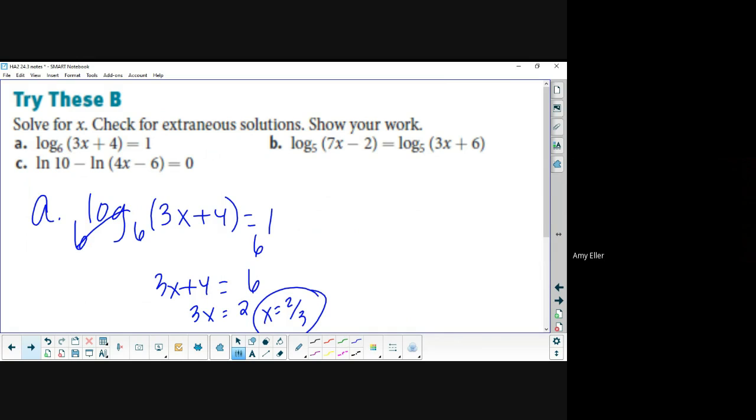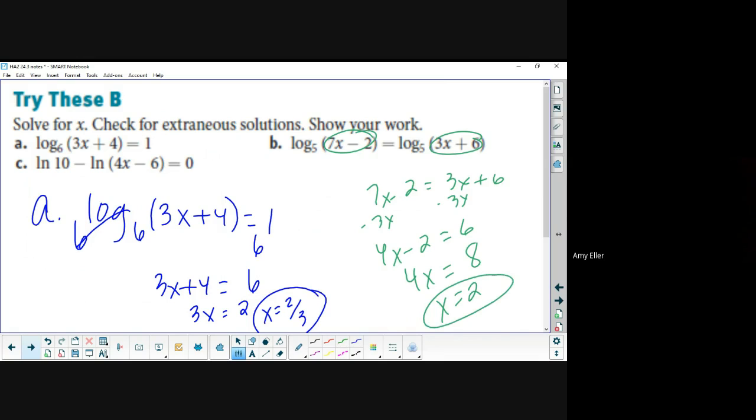Anyway, B, with log base 5 on both sides, these have to be equal. Pretty easy algebra there. 4x minus 2 equals the other side. So what happens if you go too fast and you make a mistake? Let's make sure we don't make a mistake. I believe x is 2. There is an x on both sides, so I should plug 2 in and make sure everything works.